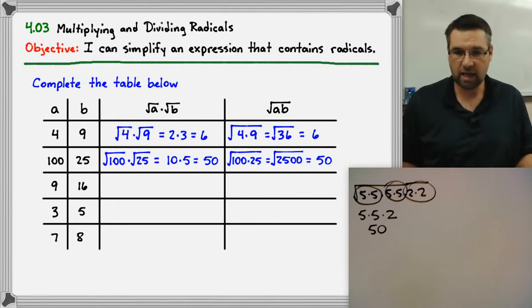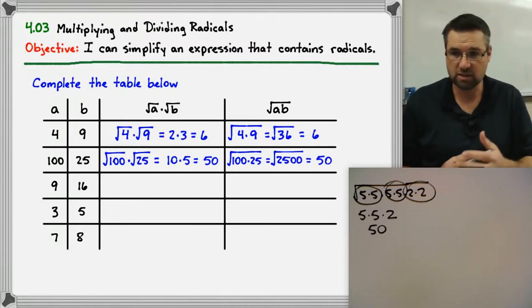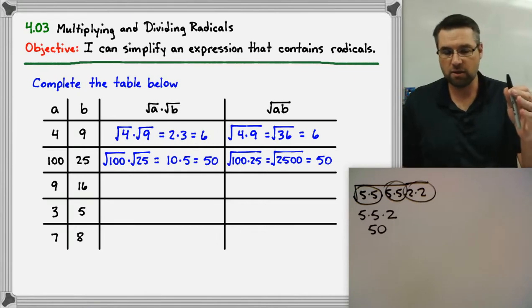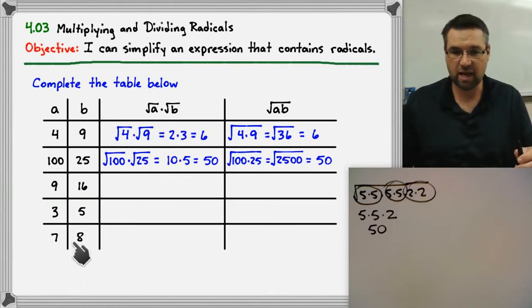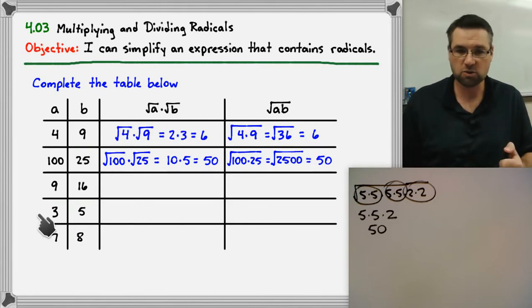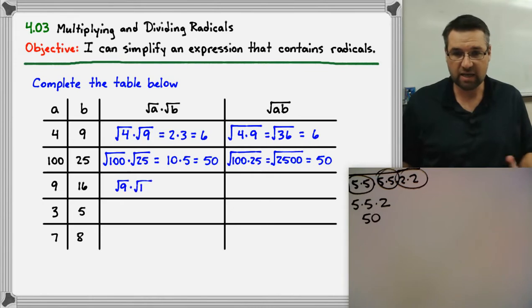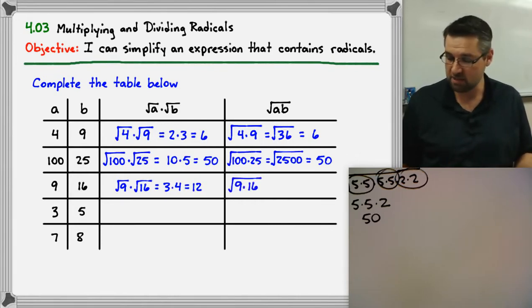You go ahead and simplify the other ones, and let's see if this shows true in all these cases. Now, when you get to the 3 and the 5 and the 7 and the 8, you're going to have to use your calculator to figure out what the square root of 3 is and what the square root of 5 is to make it easier for you. All right, now that you have done this, the square root of 9 is 3 and the square root of 16 is 4, so we get 3 times 4, which is 12. And then if I were to multiply those together first, 9 times 16 is 144, and the square root of 144 is 12. So far it works.